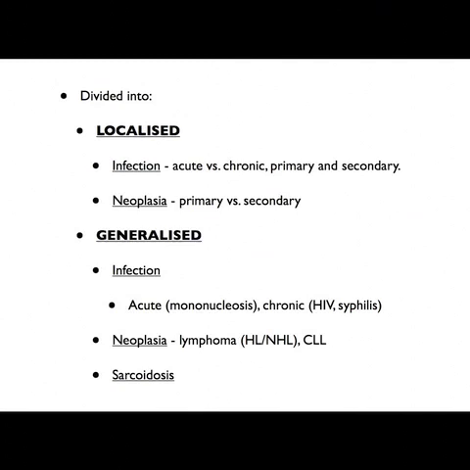And generalized, once again, infective causes, so acute mononucleosis, or chronic things like HIV or syphilis. You can also get neoplasia causing a generalized lymphadenopathy, things like lymphoma, Hodgkin's or non-Hodgkin's type, and chronic leukemia. And sarcoid, as it can do pretty much everything. Much like syphilis.